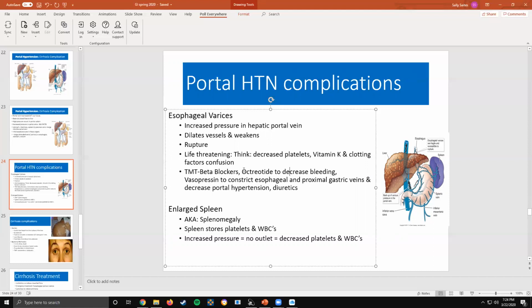It constricts those esophageal and proximal gastric veins and also decreases the portal hypertension.